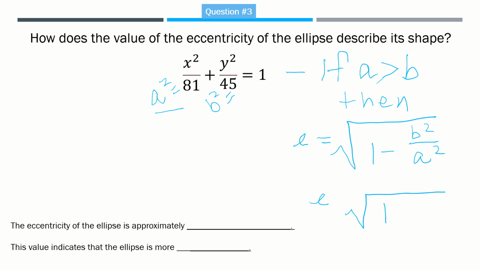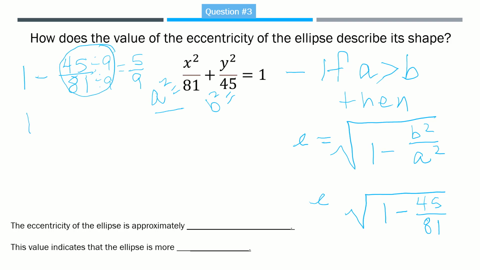So we want the square root of 1 minus 45 over 81. Can we simplify 45 over 81? I think both of those are divisible by 9. 45 divided by 9 is 5, and 81 divided by 9 is 9. So we can rewrite this as 1 minus 5/9.